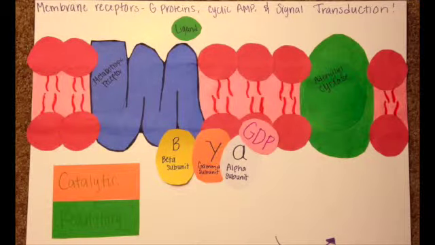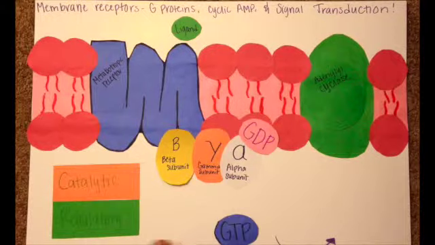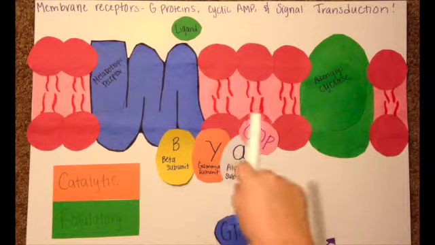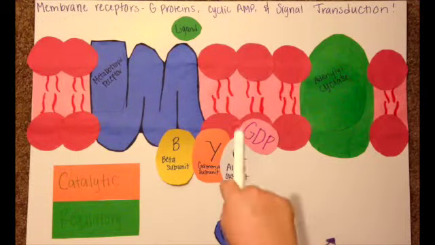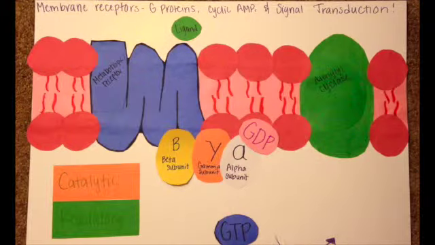The next character we're going to introduce you to is GTP. GTP and GDP are both nicknames. GDP stands for guanosine diphosphate, and GTP stands for guanosine triphosphate. GTP also wants to be a friend of alpha's, so we will see what happens later when he comes into the story.